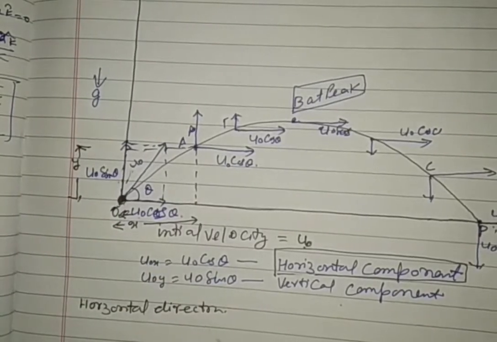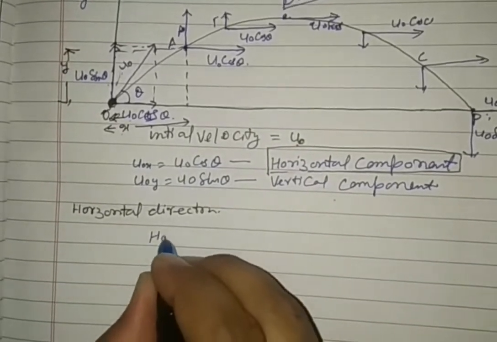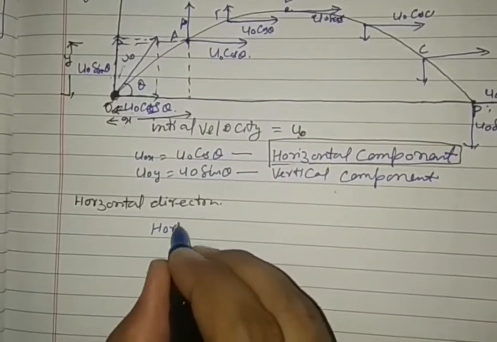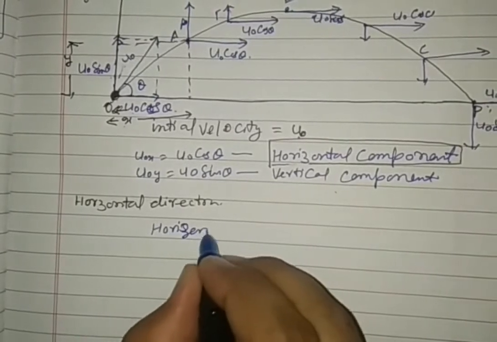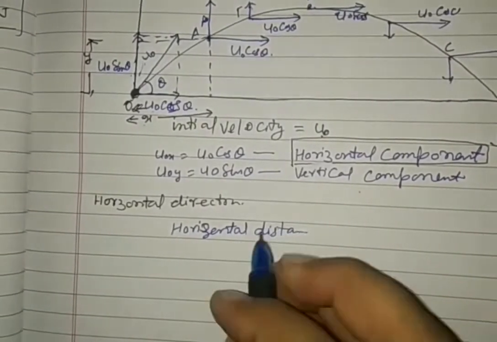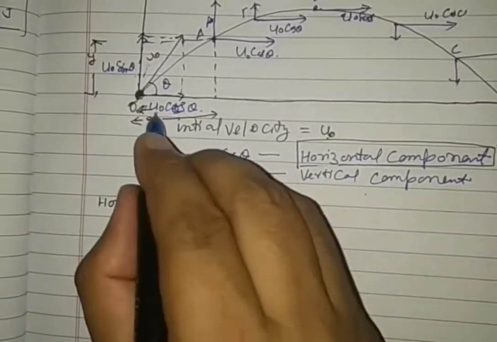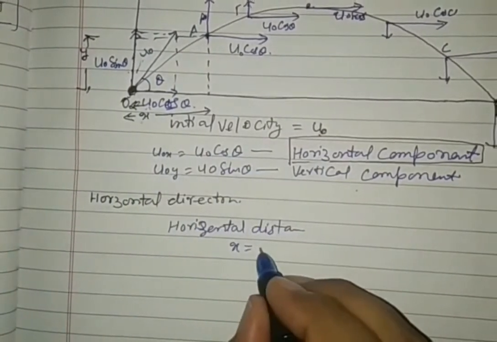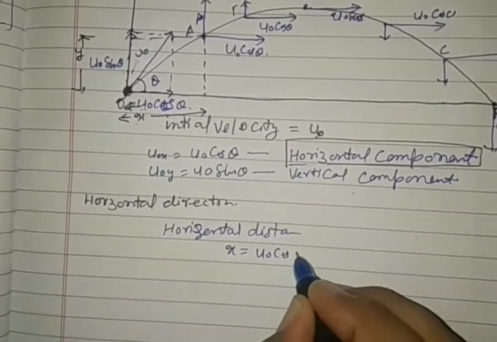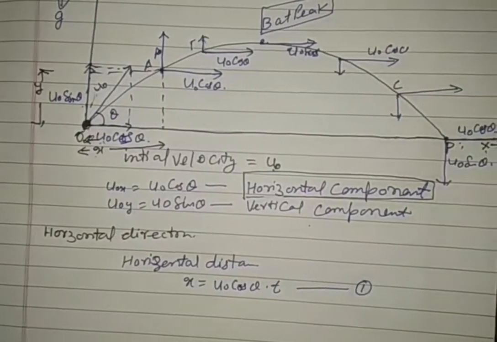Now see, horizontal distance x is equal to distance is equal to velocity into time. The velocity is u naught cos theta into time t. Treat this as equation number 1.